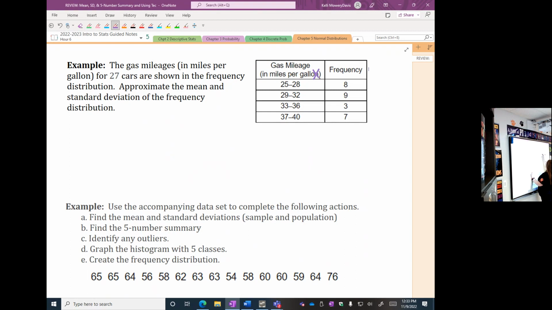So I need to find the midpoint. My X values are going to be midpoint numbers, and we're going to put those in L1. We'll put our frequency in L2. Now, before you go calculating anything, let me show you another shortcut.